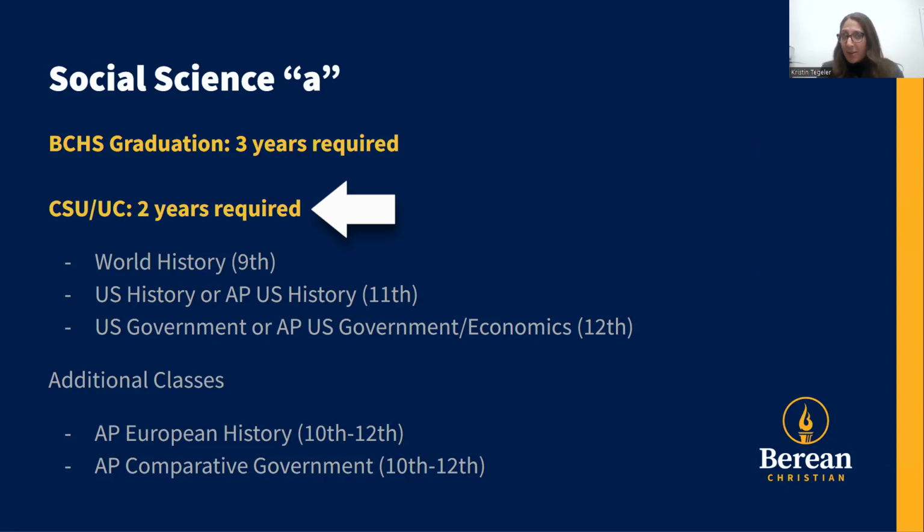The ones that our students are going to take in 9th grade, it's going to be world history. And then in 11th grade, they'll take either U.S. history or AP U.S. history. And then in 12th grade, they can do U.S. government or they can do AP U.S. government. Those are all first semester or one semester long. And then the other semester, they will do economics. And then we have additional classes if they'd like to add on other social sciences. So we have AP European history, which is 10th through 12th grade. And then we also have AP comparative government, which is again, sophomore through senior year available to students.